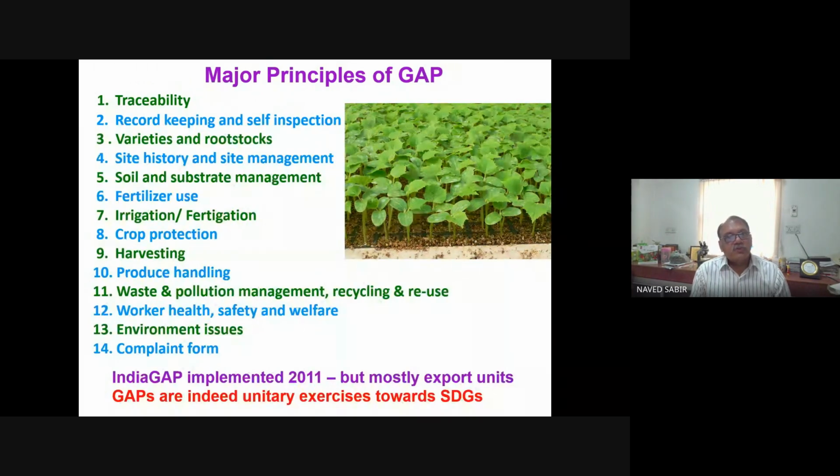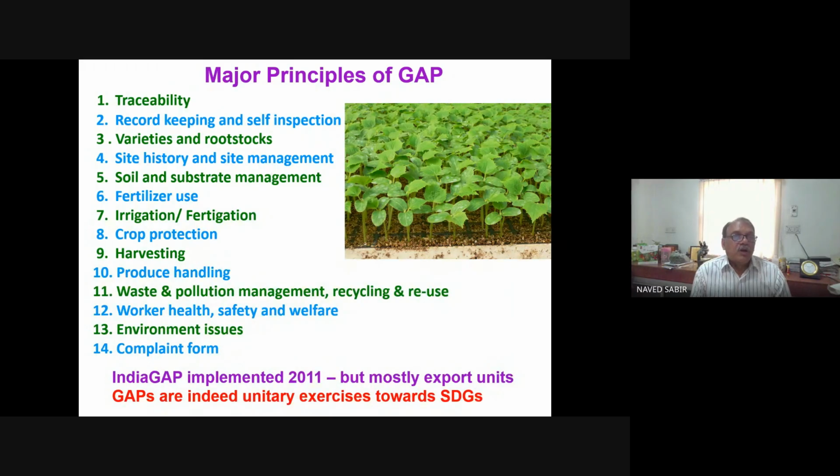So the major principles of GAP, the 14. The first and foremost is traceability. If you pick up a vegetable from the market, for example a packed vegetable, and there is a barcode on it, you can read the barcode, and it is so traceable that you can trace where it was produced, how it was produced, when it was sown, what chemical was used, who produced it, who sprayed it, how many times it was sprayed, and what the dose of the spray was. You can trace out everything.